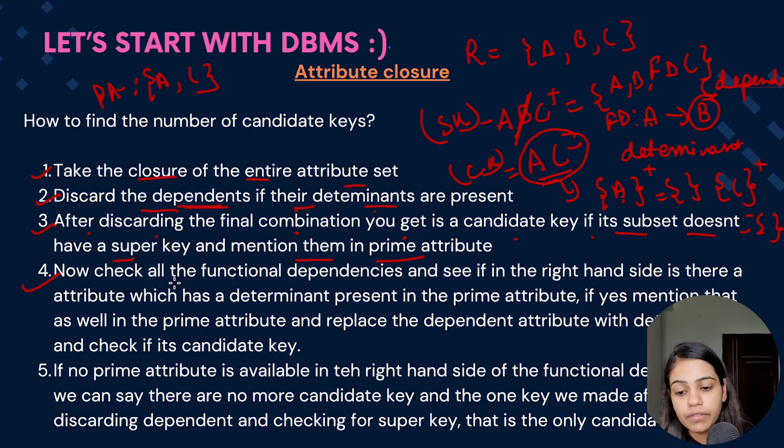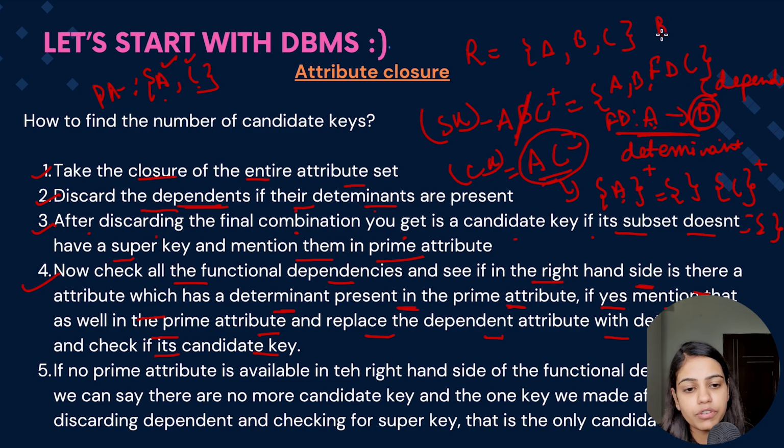Now in step 4, we will check all the functional dependencies, and we will see on the right hand side if there is an attribute which has a determinant present in the prime attributes. If yes, mention that as well in the prime attributes, and replace the dependent attribute with the determinant and check its candidate key. So right now we have found out that the prime attributes are A and C. So we have to see if A or C lie on the right hand side of the functional dependency. Right now we have only one functional dependency where A determines B, and none of the prime attributes lie on the right hand side.